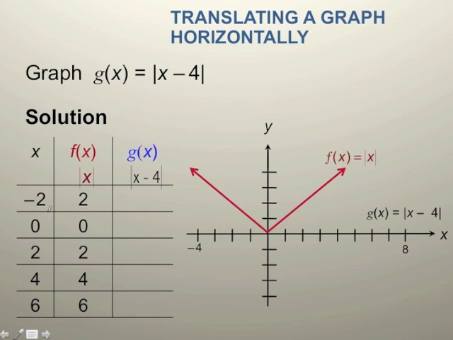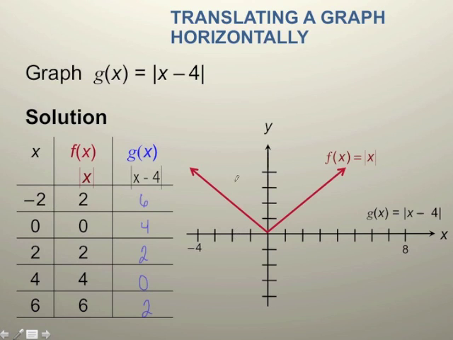So when x is negative 2, negative 2 minus 4 will be negative 6. Absolute value is 6. 0 minus 4 will be negative 4. Absolute value is 4. 2 minus 4 will be negative 2. Absolute value is 2. 4 minus 4 is 0. Absolute value is 0. 6 minus 4 is 2. Absolute value is 2. So we're going to graph these points.